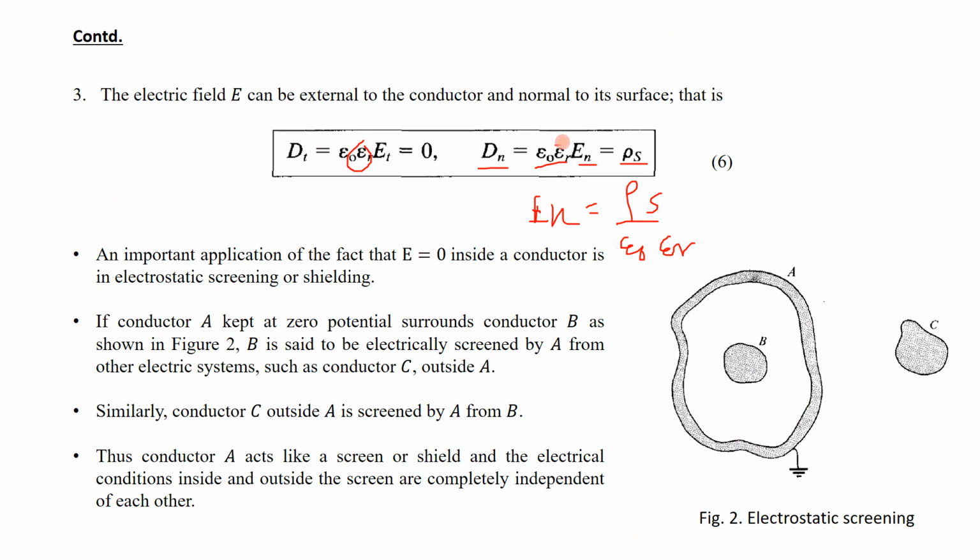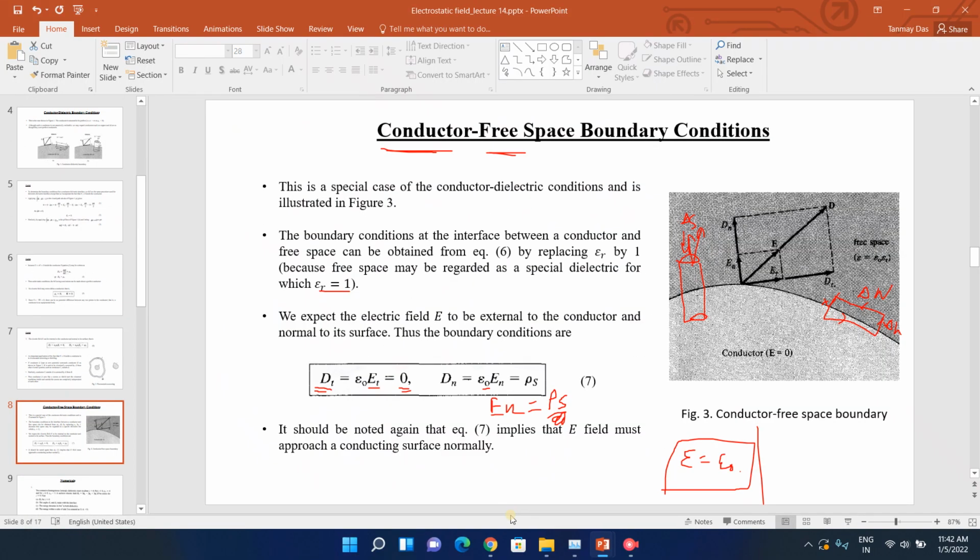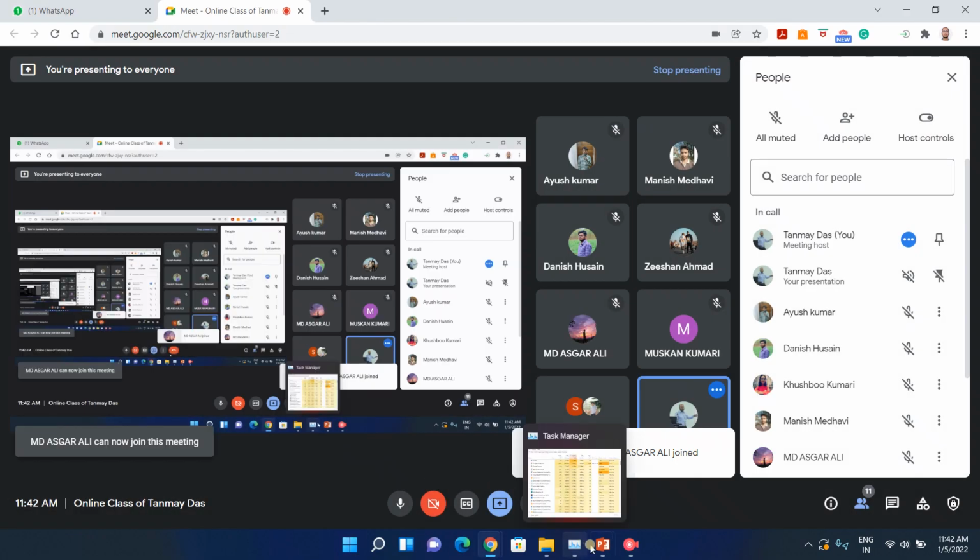So the equations are the same, only epsilon r is missing. That is why too much explanation is not given, because as you know, epsilon r is 1, so we can conclude the same thing from the previous case. That is why it is not that critical for understanding.